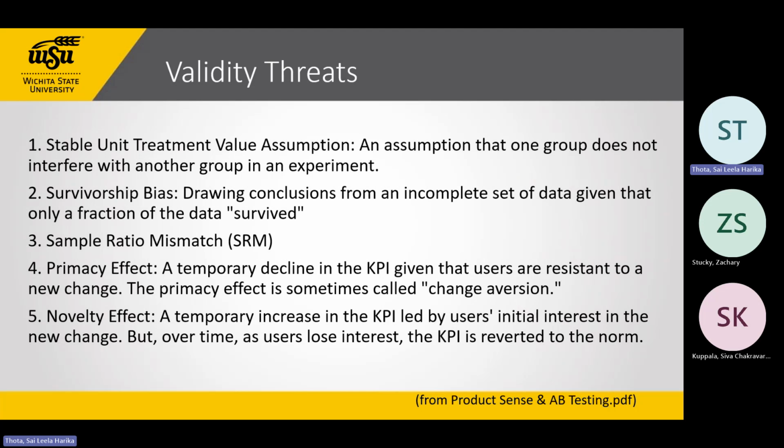But the actual thing, we really don't know whether some survived or not. So without knowing the complete set of data, you are making some assumptions, which comes under survivorship bias. And sample ratio mismatch, that is the ratio that you consider when you are doing the A/B testing. And what is the primary effect?